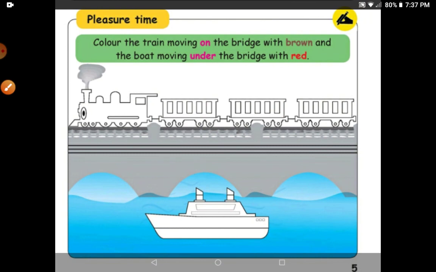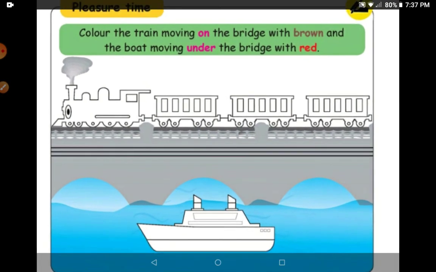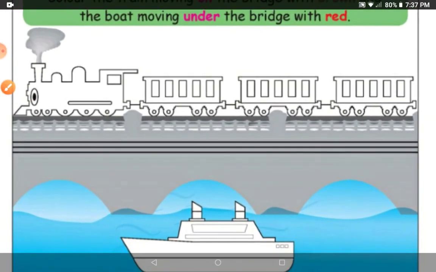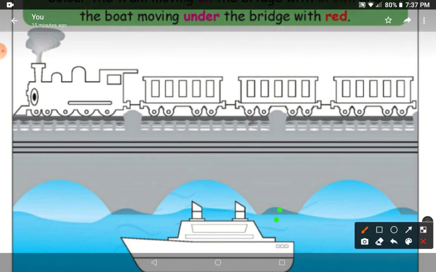What you're going to do means this is your homework. You have to draw a train. Draw the train however you are able to. And then you have to draw a boat. Like this you have to draw. I hope you all will draw very well, right? So you have to draw a train, and then a boat like this, and then in between you have to draw a bridge like this.